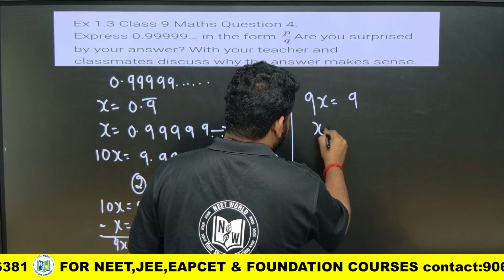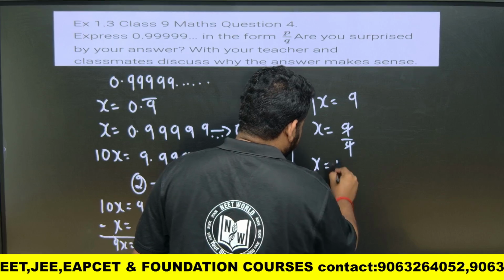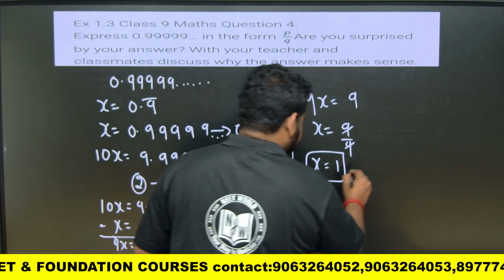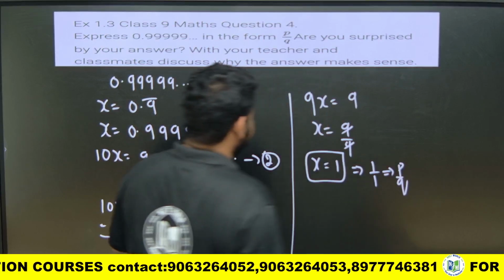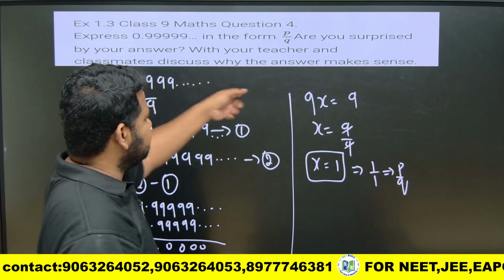Okay, so x is equal to what? I will get 9 by 9, which cancels, so x is equal to 1. So how did you get 1? This 1 can be written as 1 by 1, which is of the form P by Q. Okay, so are you surprised by your answer? With your teacher and classmates, discuss why the answer makes sense.